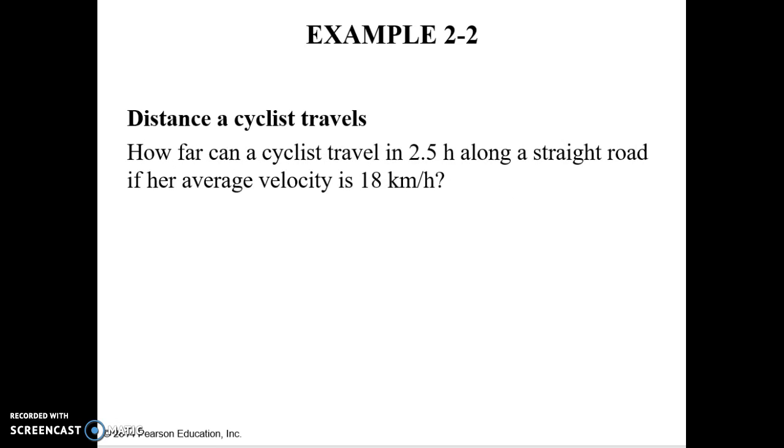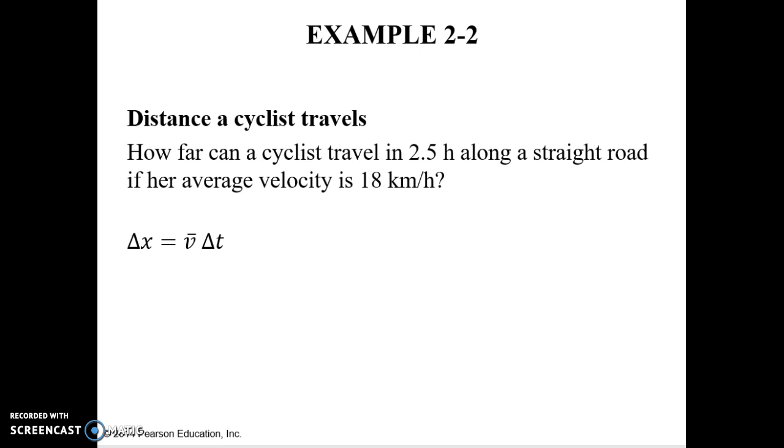Alright, here's example 2.2. How far can a cyclist travel in 2.5 hours along a straight road if her average velocity is 18 kilometers per hour? Again, the first step is to write out the definition of velocity, change in position over change in time. But we're actually solving for how far, which is displacement. So we need to rearrange the equation to solve for delta x.